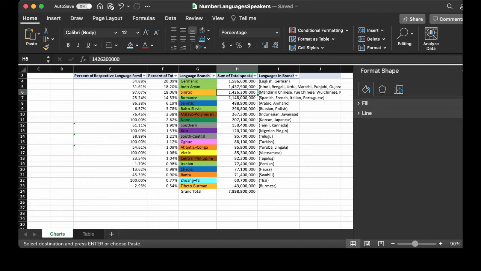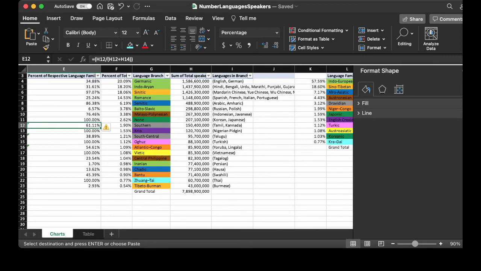More even distribution in the Dravidian language family. The Southern language branch takes up 61.11%. The South Central takes up 38.89%. And the most even split would be the Niger-Congo language family, with the Atlantic Congo taking up 54.61%, and the Bantu taking up 45.39%. That's the percentages for the language family.